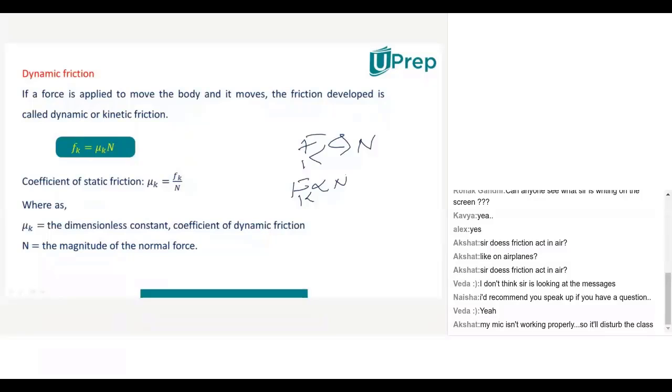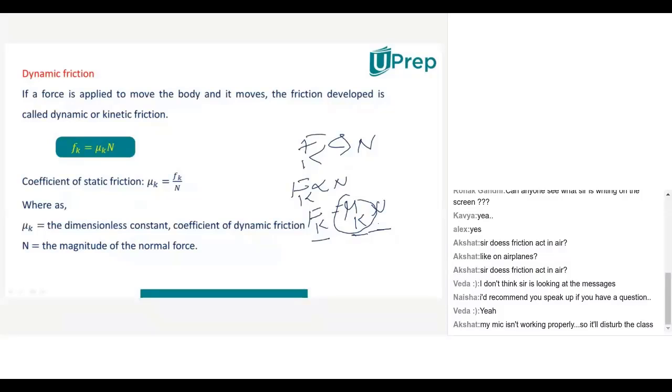So Fk is proportional to N, and if you remove this proportionality, we have to write mu k into N. Why we have to write mu k? Because to understand it is a kinetic friction. And now tell me, what is this Fk, what is this mu k, what is N? Sir, Fk is dynamic or kinetic friction. Mu k is the coefficient of dynamic or kinetic friction, and N is the normal reaction. Okay, very good.